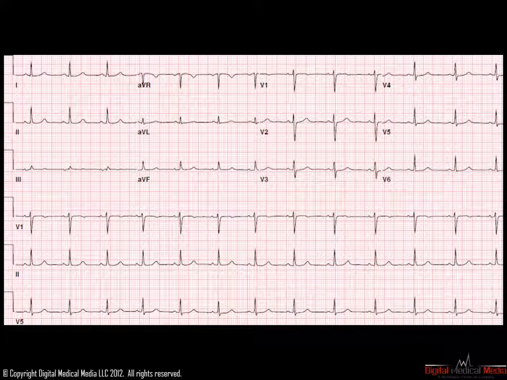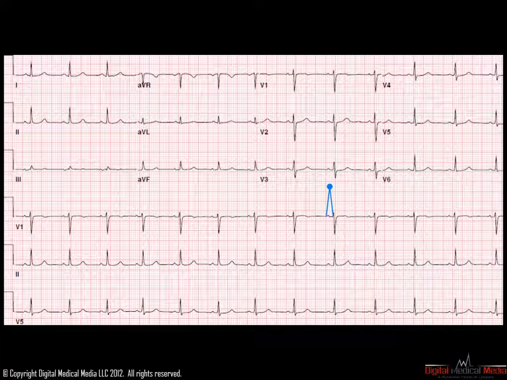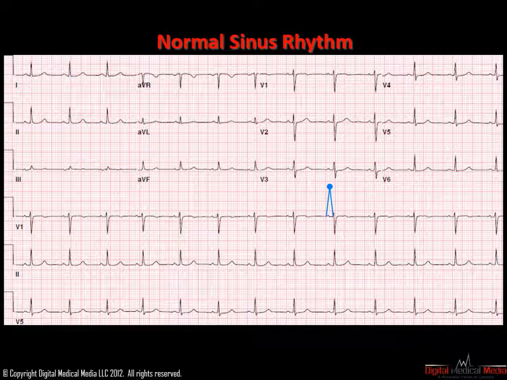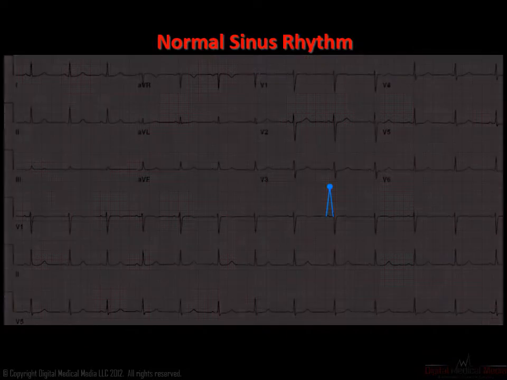Let's take a look at this PR interval. If we look in almost any lead and measure from the beginning of the P wave to the beginning of the QRS, we can see that this PR interval is just under 160 milliseconds, slightly smaller than 4 small boxes across. That would put this PR interval at approximately 150 milliseconds, well within the normal values of 120 to 200 milliseconds. This is normal sinus rhythm with a normal PR interval.